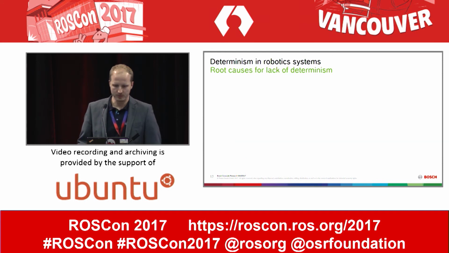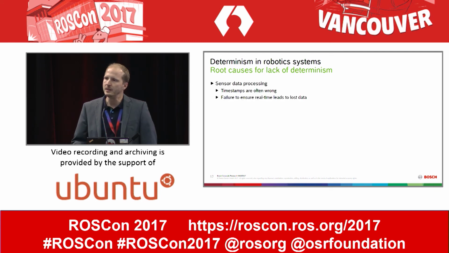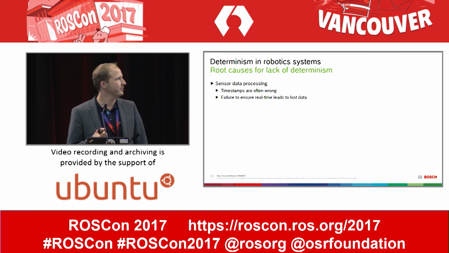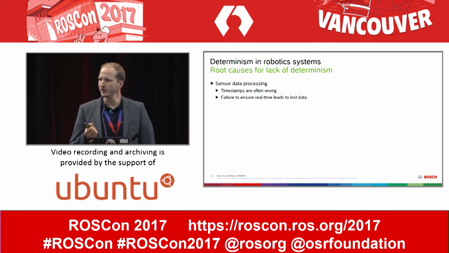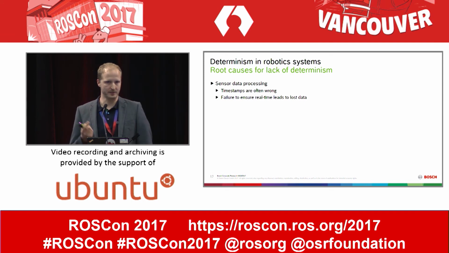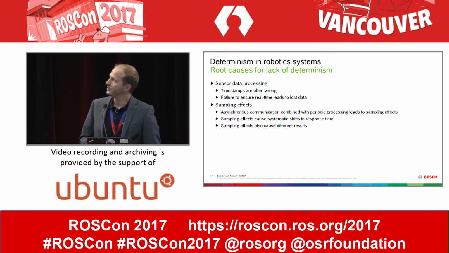Okay, so what are the causes for that? First is sensor data processing. We often see bad timestamps in sensor data, and we also often see that people don't use real-time processes to receive sensor data, even when the data arrives at a fairly high rate. This can lead to lost data. And everybody who uses a Kinect with the FreeNect drivers will have seen messages like, I lost the data. And then we have sampling effects.